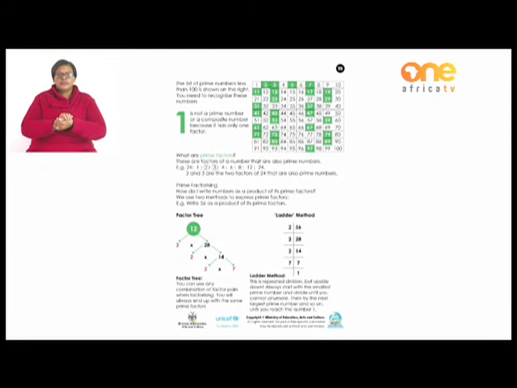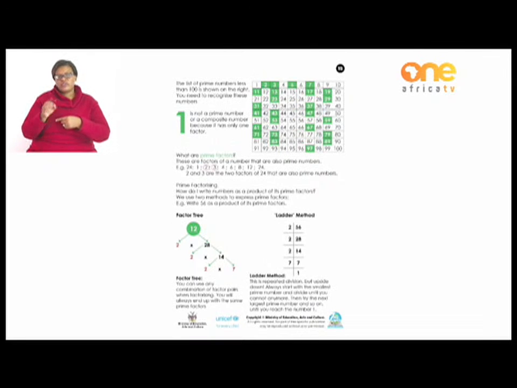Therefore, in order to have 56, you have to multiply 2 by 28. I'll repeat that again. If you divide 56 by 2, you get 28. That's the reason why 2 multiplied by 28 gives you 56. In order to get 28, you have to use 2 times 14. And in order to get 14, you must use 2 times 7.